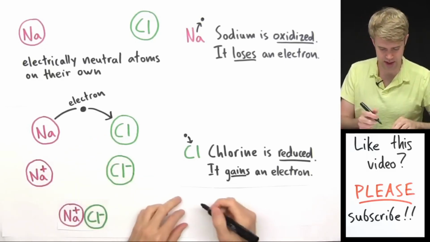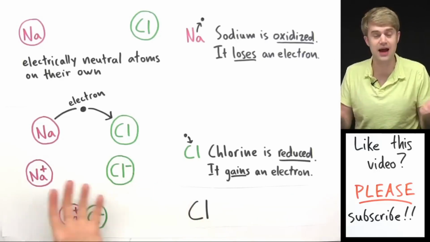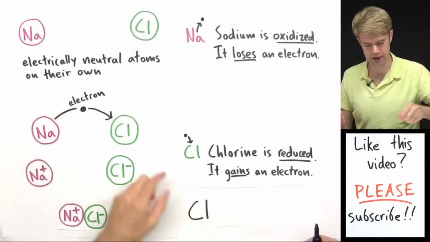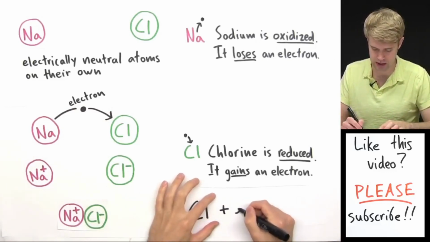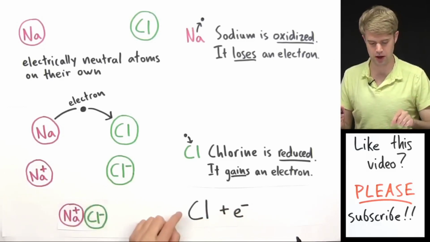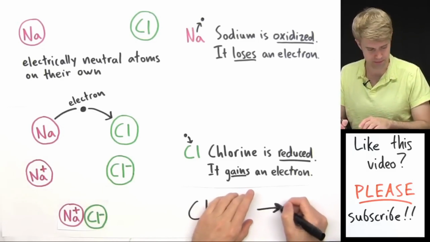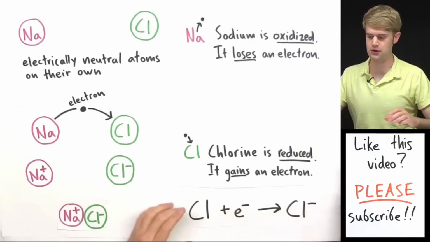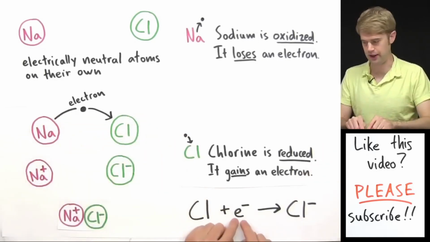So I'm going to start out with Cl here. This is neutral chlorine. It doesn't have any charge. It's this thing here. And then it receives an electron. So to write an equation for that, I'm going to write plus e minus. e minus is a symbol we use for electrons. So Cl, neutral chlorine, plus 1 electron gives me this guy right here, Cl1-. So this is the equation for the reduction of chlorine, for chlorine gaining this electron here.